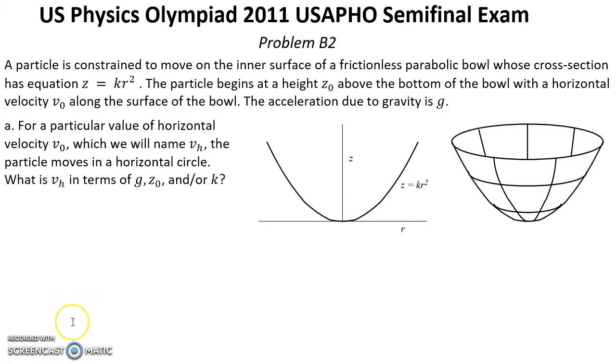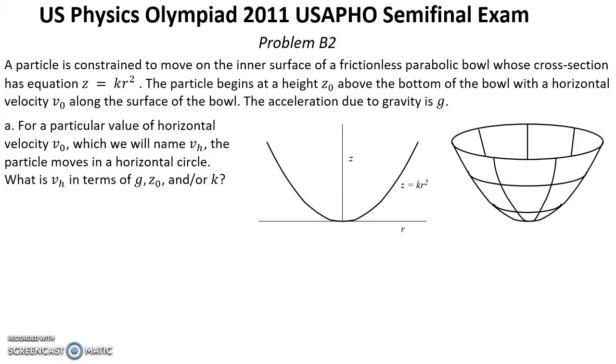Solution. Suppose that a particle is moving at a distance r from axis z and at height z. In that case, we can write equations for motion. At this height, we have the normal force, and we have the slope of this curve with angle theta. So we can write equations for this motion.